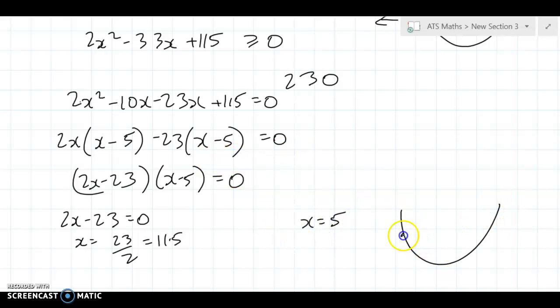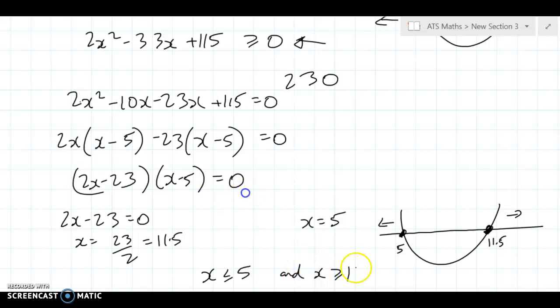So looking back at our smiley face, this being our x-axis, these are the roots, and this guy here holds true, greater than or equal to 0 for these x values starting here, which is going to be 11.5, and here x equals 5, going this way and this way. So it's true for x less than or equal to 5 and x greater than or equal to 11.5. I think that's it anyway.